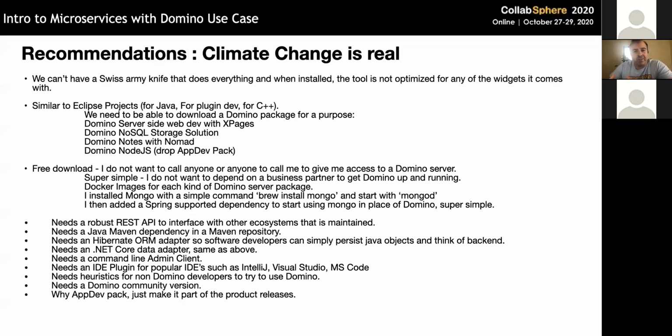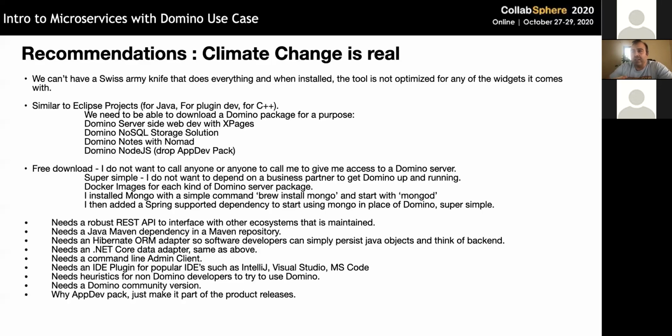All the security set up, the server document allows XPages to run, default ACL to allow anonymous or the developer to be able to run XPages. So all those little things that could trip you up. Also a free download, super simple. I don't want to depend on a business partner to get Domino up and running for a purpose. I want Docker images for those different packages.